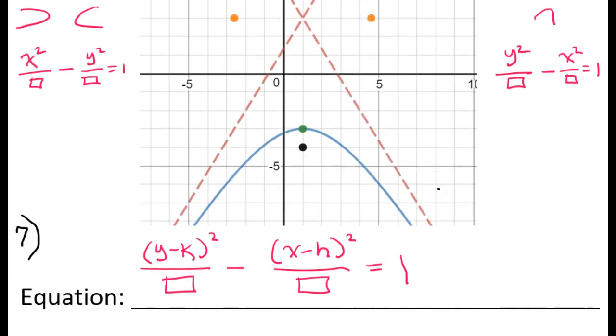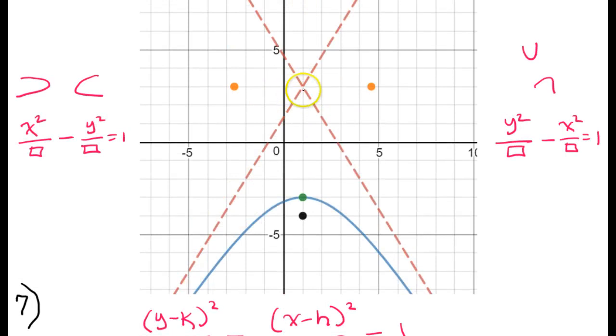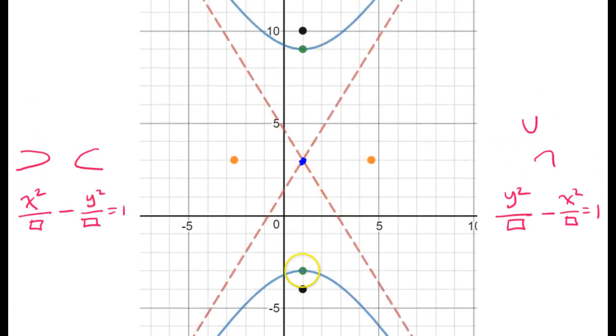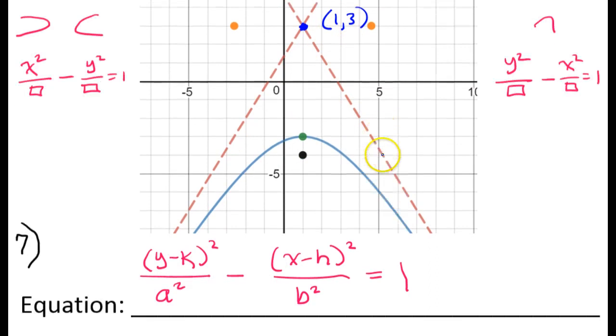Now, these denominators are a squared and b squared. So we need to find a and b. The h and the k are the center of the hyperbola, so we need to start there and figure out what the center is. The center will be right where these asymptotes meet. It's halfway between the vertices and co-vertices, so this is the center. Notice that the center has coordinates 1, 3. That's my h and my k.